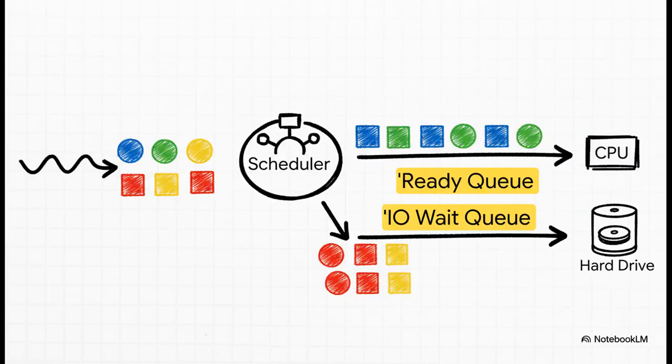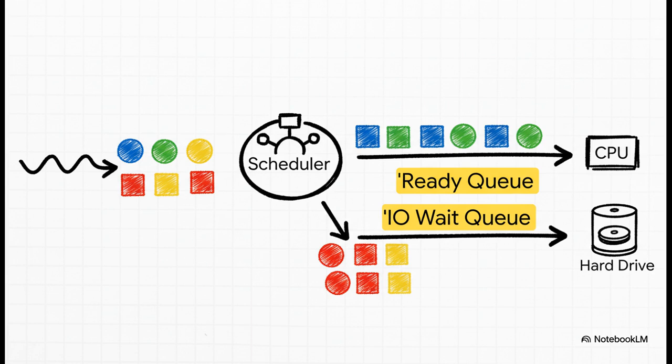And here's where it gets really smart. The scheduler doesn't just have one long line of tasks waiting. It sorts them into different queues based on what they're doing. If a task is ready to do some math, it goes in the ready queue. But if a task is stuck waiting for something slow, like reading a file from a hard drive, it gets moved to a separate wait queue.